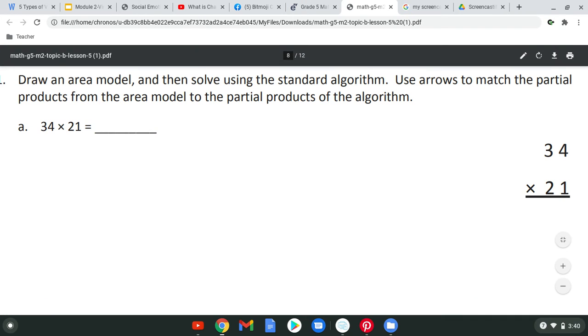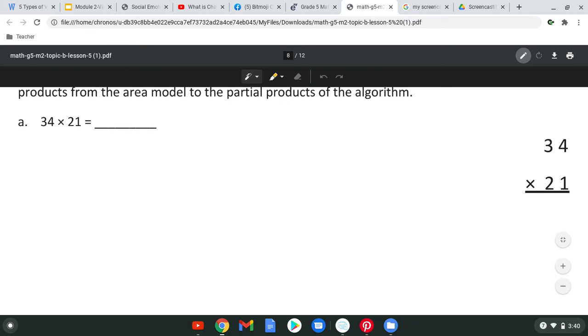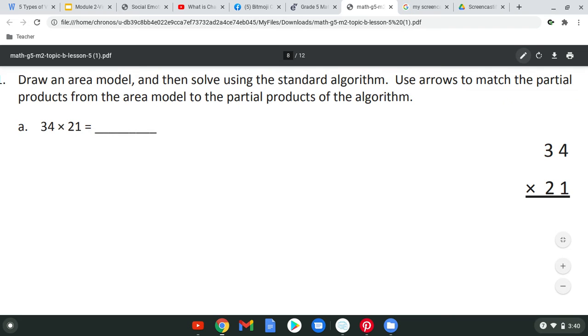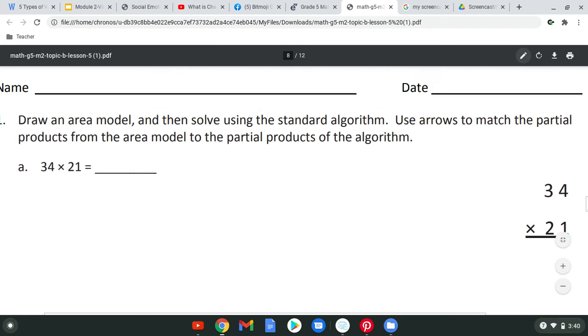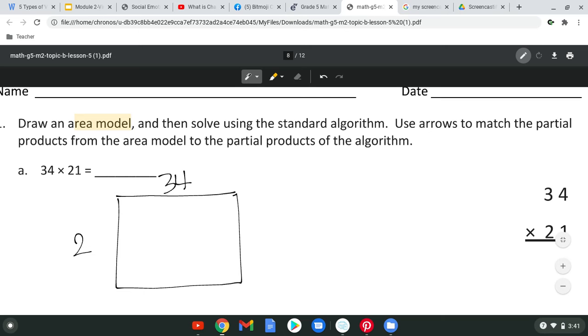So here we are. Let me get out my cursor. All right. So here it says, draw an area model and then solve using the standard algorithm. Use arrows to match the partial products from the area model to the partial products of the algorithm. Okay. So our first step here is it wants us to draw an area model. So an area model, if you guys don't remember, we're going to start off like this. So our number is 34 and we have 21.